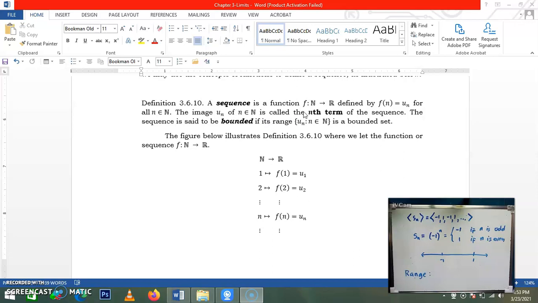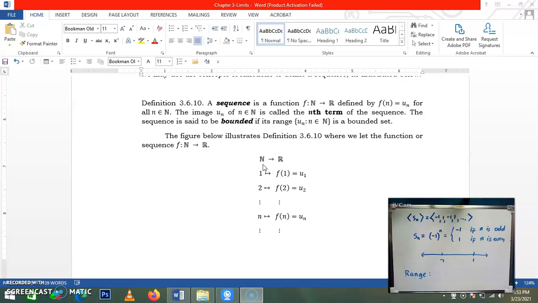It is a function f from the set of natural numbers to the set of real numbers, which is defined by f of n equals u sub n for all natural numbers n. So we have here the illustration for the sequence as a function.